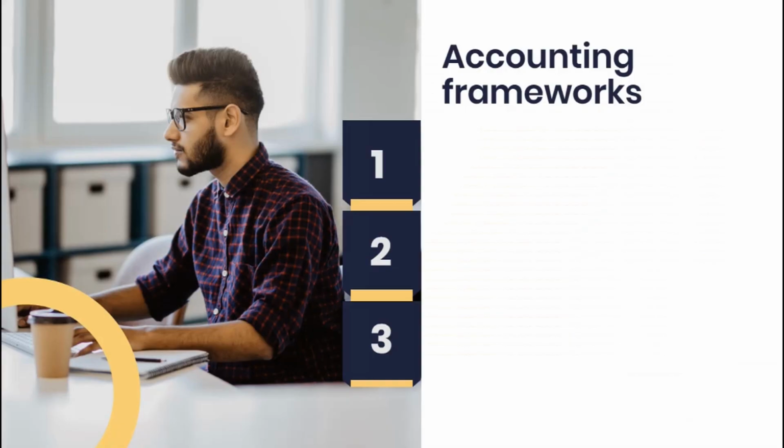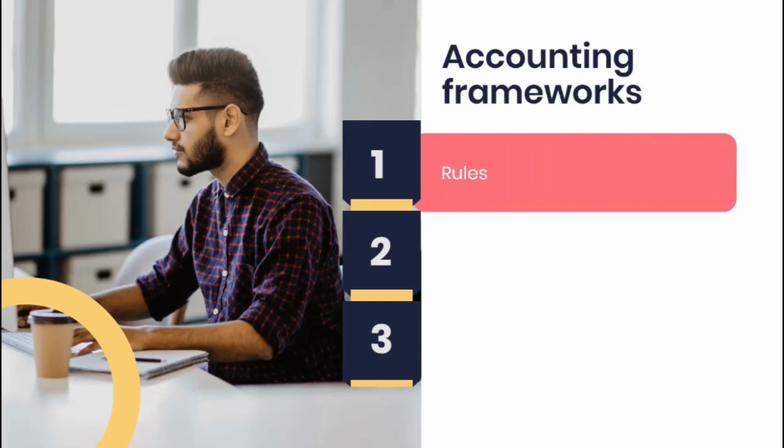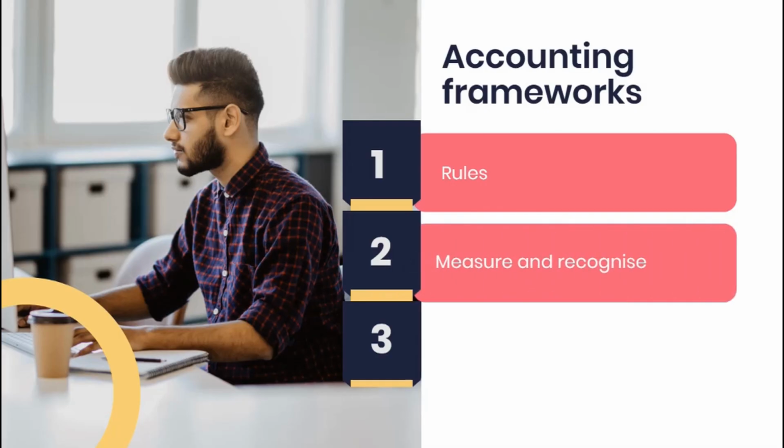We've covered the what and the why, so let's discuss the how. How do we prepare and monitor the financial information of a business? We can use a generic structure referred to as an accounting framework. This framework provides the rules and interpretations that can be applied when recording transactions. In order to fairly present a transaction, it must be measured and recognized correctly.